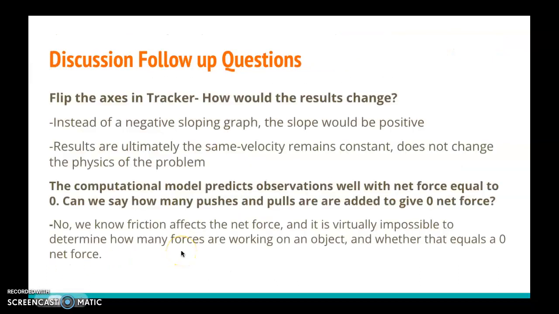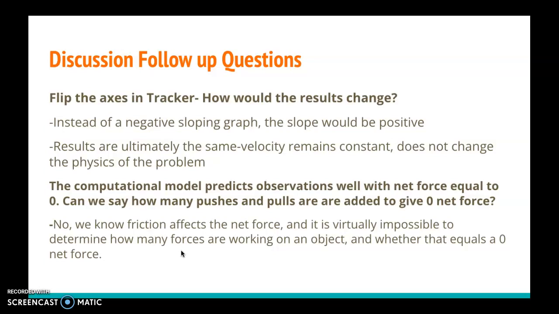Now some discussion questions. The first question asks what would happen if we were to flip the x and y axes. I chose the axes so that the right side was positive and the left side was negative. If I were to flip this, the graph of position versus time would have a positive slope versus the negative slope that I have now. The results would mean the same thing, that velocity remains constant, and the sign of the slope would not change any conclusions made in this experiment.